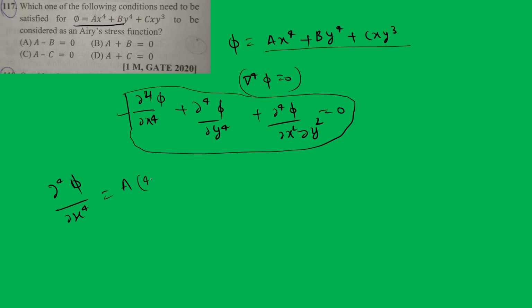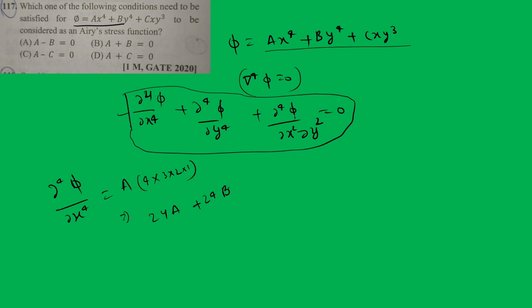So a times, first 4, then 3, then 2, then 1. So what would we get? 4 3s are 12, 12 2s are 24a. And if we try to find ∂⁴φ/∂y⁴, then again the same, we will get plus 24b. And ∂⁴φ/∂x²∂y².